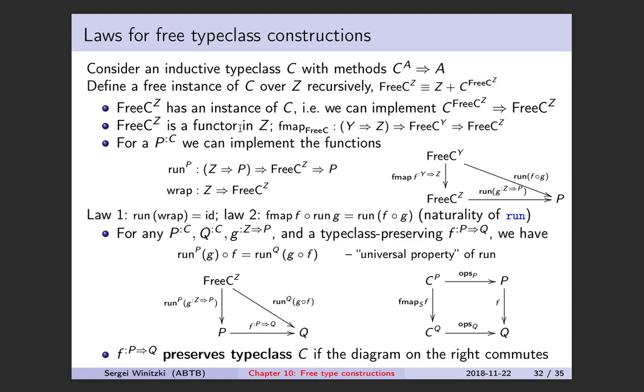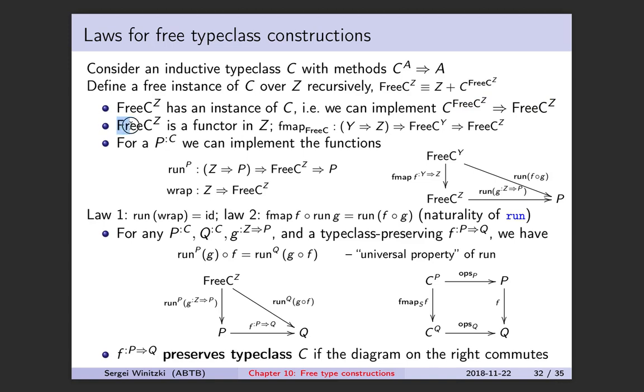The first property is that this type is actually an instance of type class C. So, in other words, we can implement these methods. All the methods are summarized in a single value of this type, and so once we show that we can implement a value of this type, we're done. We have implemented the methods.